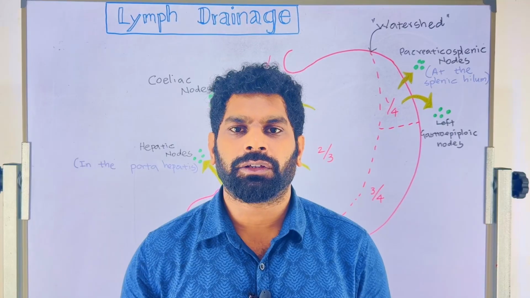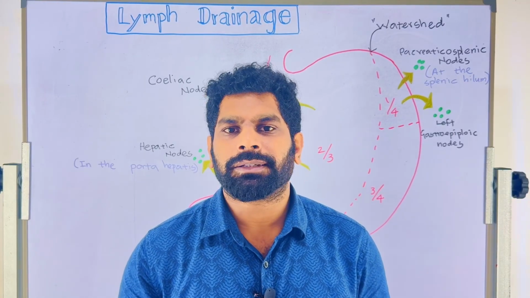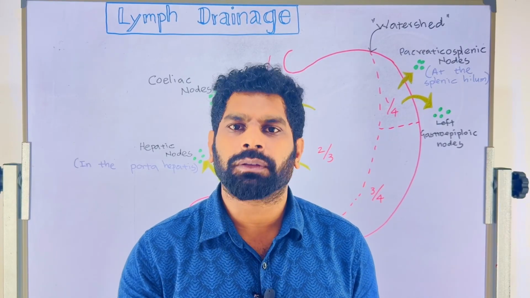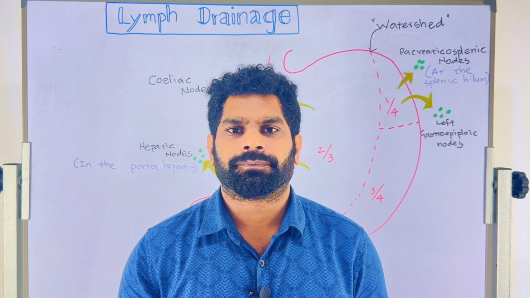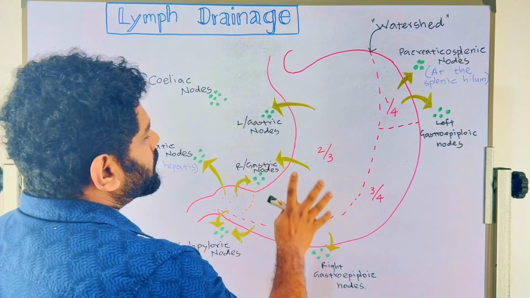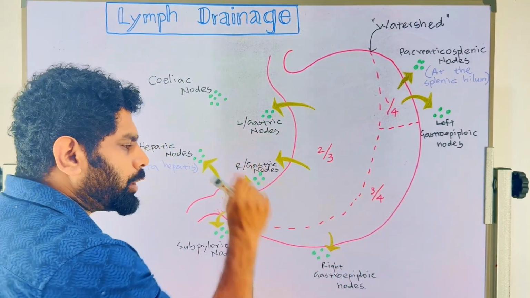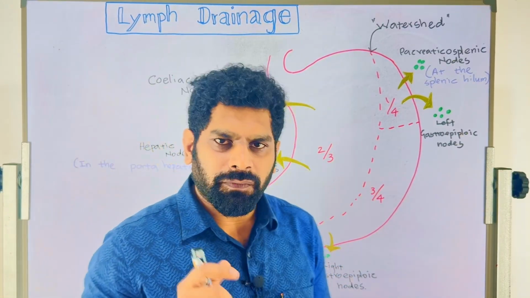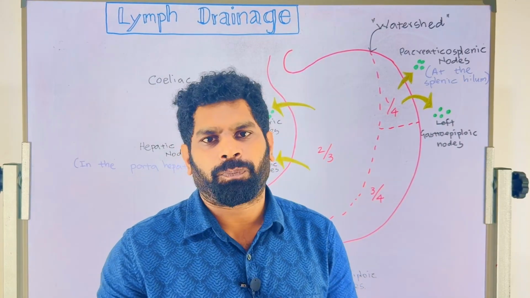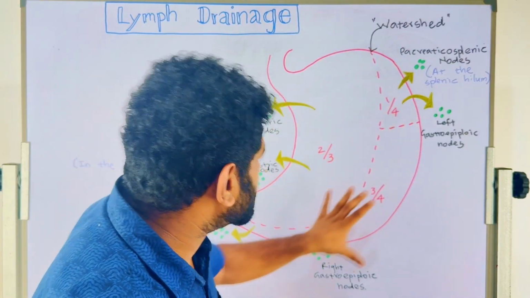Understanding the lymph drainage of stomach is very crucial. It will help you to understand how the stomach carcinoma metastasis occurs along the lymph drainage system. Here is our stomach. The lymphatic vessels anastomose all around the stomach. But due to the valves in the lymphatic vessels, the drainage has some specific directions. According to the directions, we can draw some imaginary lines.